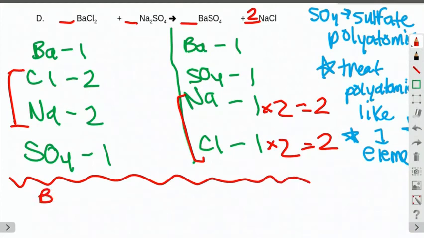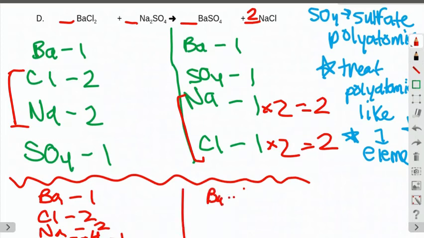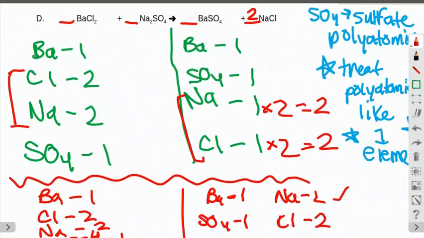If you try to check our work, we have 1 Ba, 2 Cl, 2 Na, and 1 sulfate. On the right side, we have 1 Ba, 1 sulfate, 2 Na, and 2 Cl. So we are good with all of our numbers. They match up, and our reaction is completely satisfied and balanced by those coefficients.